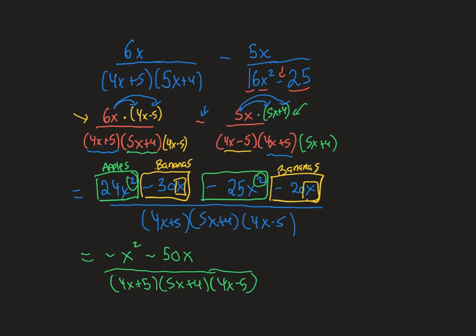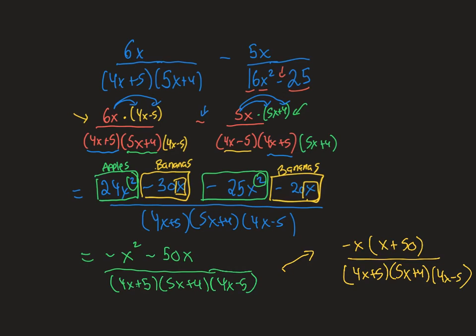Okay, now should I factor this? Will it make a difference? Well, you never know until you try. So let's see. I could factor out an x here. Maybe I could also take out a negative. So let's take out negative x, which leaves me with x plus 50. Well, that was useless. Nothing cancels out on the top with the bottom. So this would be my final answer.